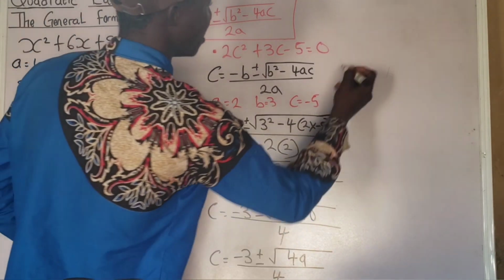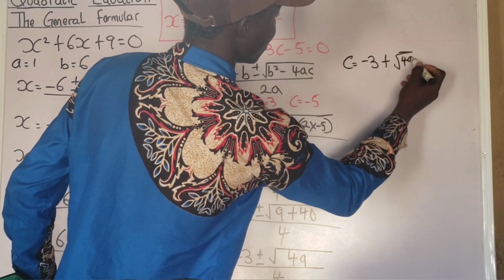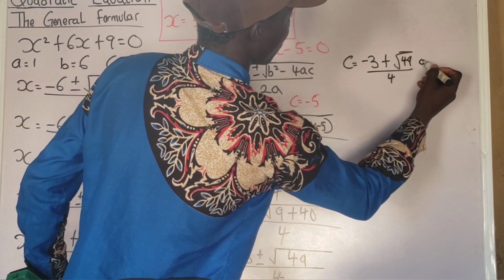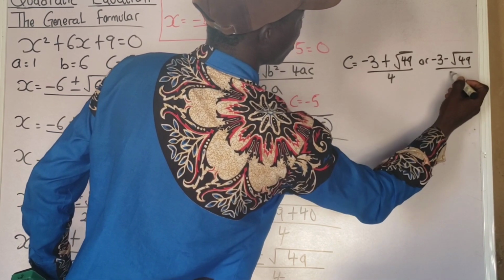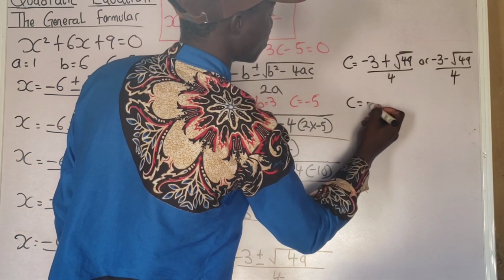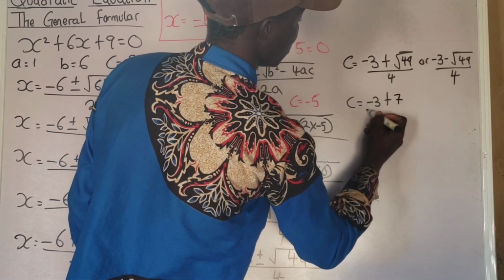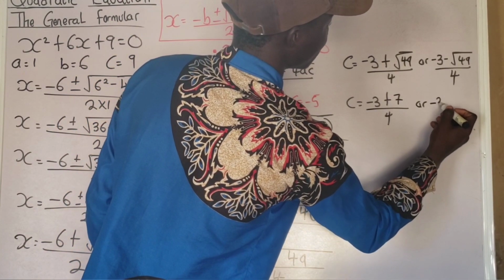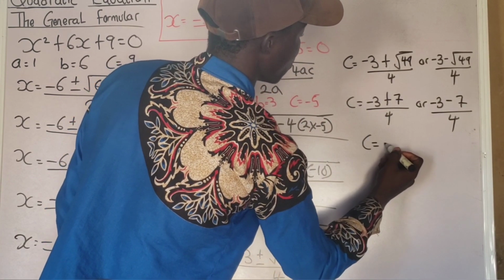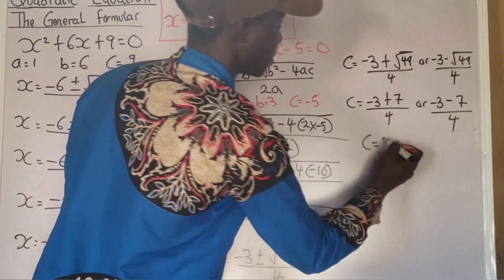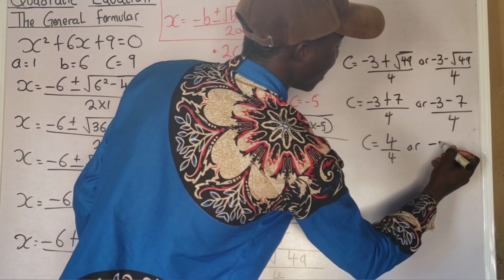So c equals negative 3 plus the square root of 49, all over 4, or negative 3 minus square root of 49, all over 4. The square root of 49 is 7, so c equals negative 3 plus 7 all over 4, or negative 3 minus 7 all over 4. Negative 3 plus 7 is 4, so 4 all over 4, or negative 3 minus 7, which is minus 10 all over 4.